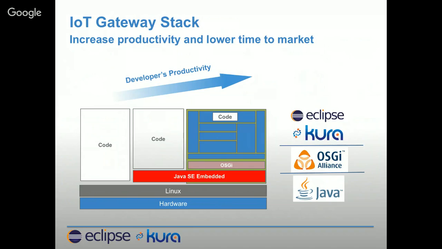OSGi is part of an alliance. It's a complete specification for running Java code in a modularized fashion. For those not familiar with OSGi, it's essentially a container that puts your Java source code into what they call bundles. These bundles are independent pieces of your application that can be controlled and versioned independently.